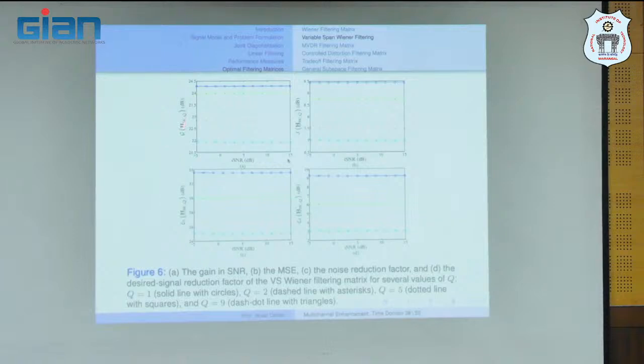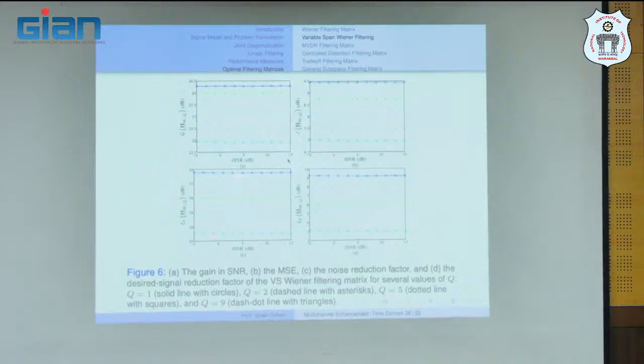You see? So this is the gain in SNR, the MSE, the noise reduction factor, and the desired signal reduction factor. So here, this is the blue line for Q as a function of input SNR. The blue line is for Q equals 1. So you see, for Q equals 1, the gain in SNR is maximal. The green is for Q equals 2. And then the red is for Q equals 5. And this cyan color is for Q equals 9.